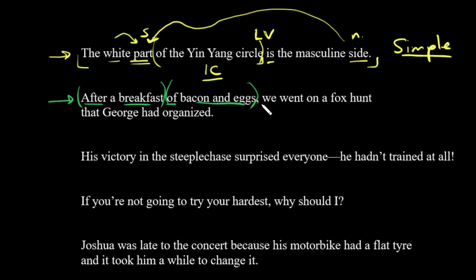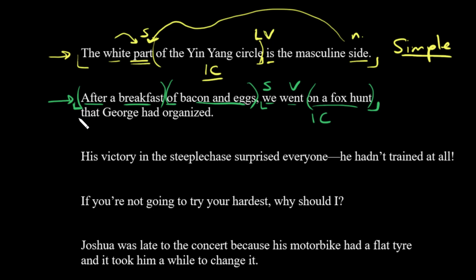But then we get to our independent clause here. We went on a fox hunt. And you can see we have a subject and a verb, we and went, and another prepositional phrase over here, on a fox hunt, which tells you a little bit about where we went. So this is our independent clause. And if you want, you can actually include all of these prepositional phrases in our independent clause.